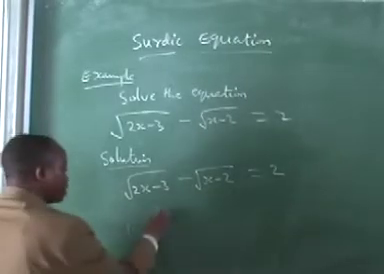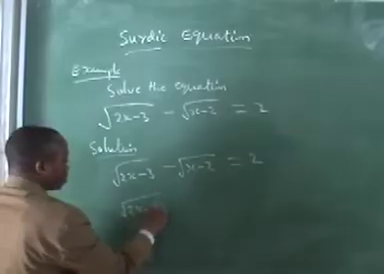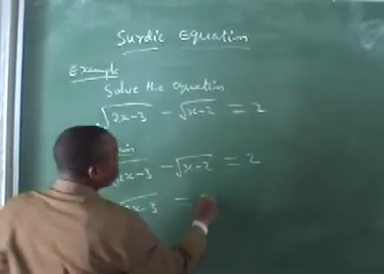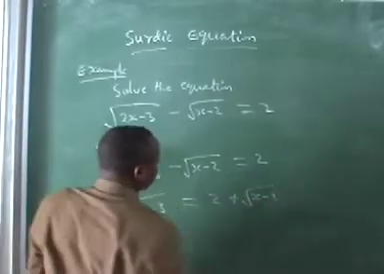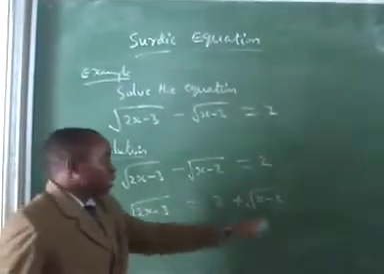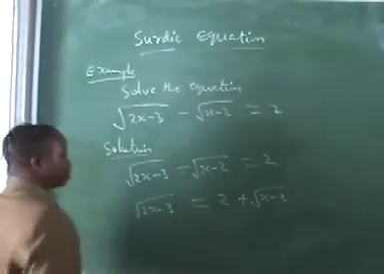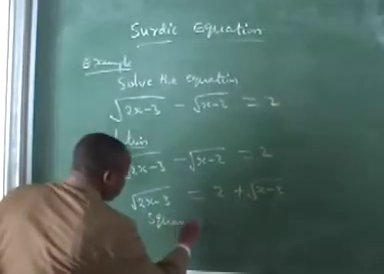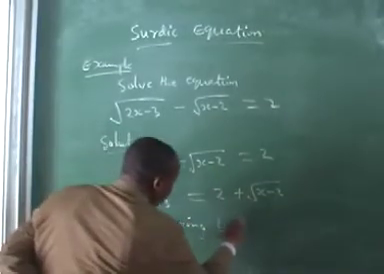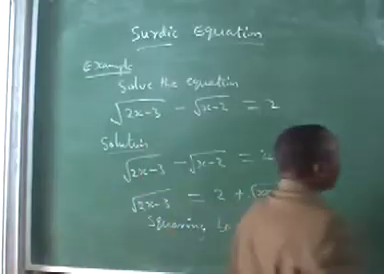And if I do that, I will have square root of 2x minus 3 will be equal to 2 plus square root of x minus 2. Because this one is crossing to that side, and when it crosses, the sign will change to positive. Now, I'm going to square both sides.